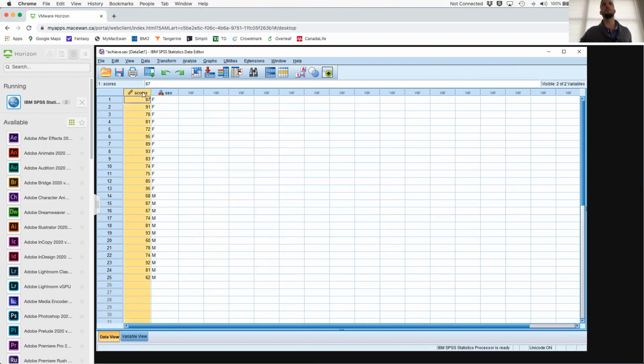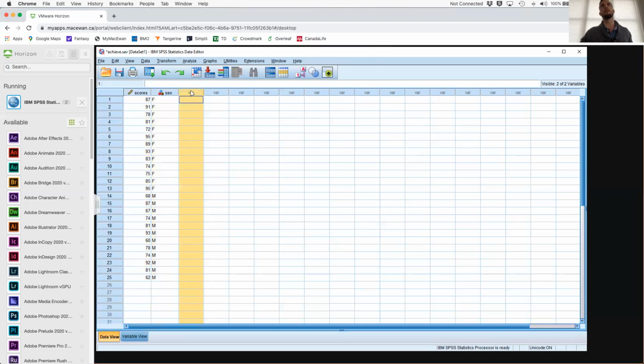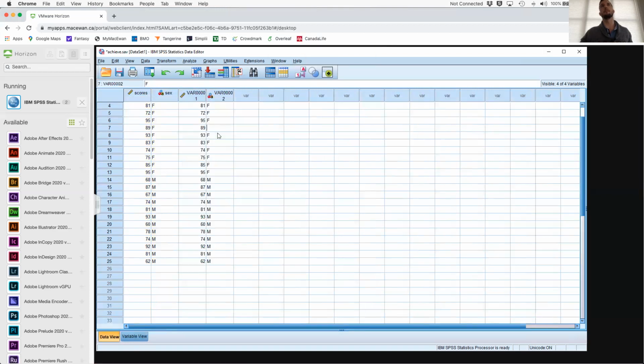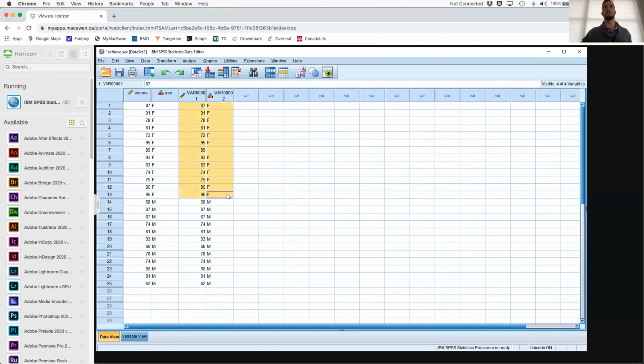So one thing that we can do to get around this is we can copy and paste. I'll select copy with variable names, the values in the first two columns, and then paste them into the second columns. Now what I'm going to do is remove the female values from the second set and place the male values at the top. And then I will remove the male values from the first set.